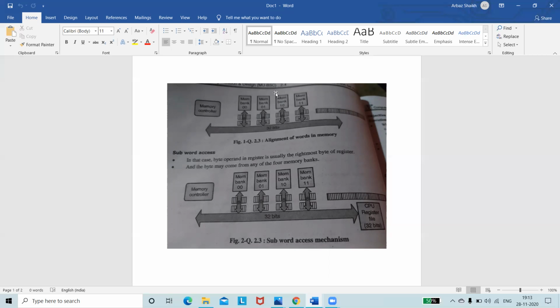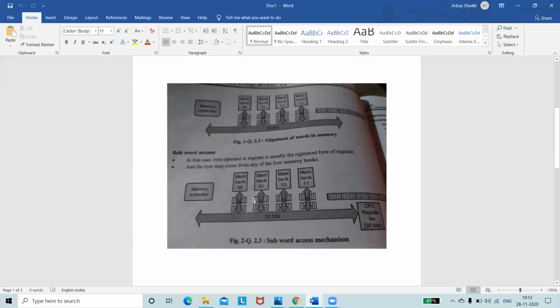So these are the alignment of words here. This 32/64 bit is described here, right? See, this is a memory control, right? Memory bank here. These are there. Now, sub word access here. This diagram is sub word access.